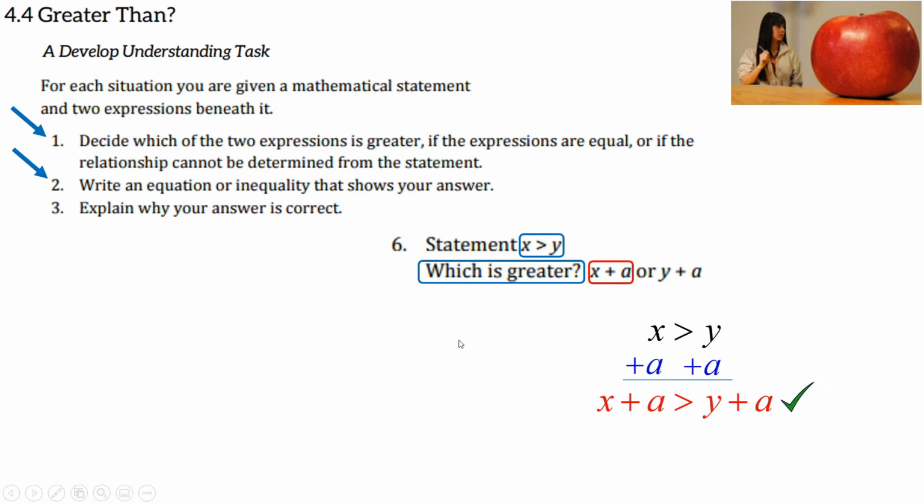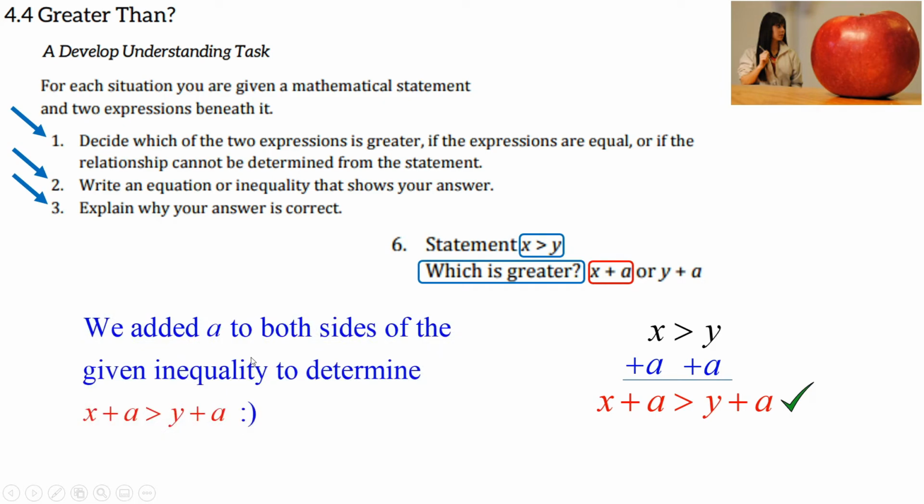Explain why your answer is correct. Well, all we did is we took the given inequality and we added a to both sides. So we added a to both sides of the given inequality to determine x plus a is always greater than y plus a. Smiley face.